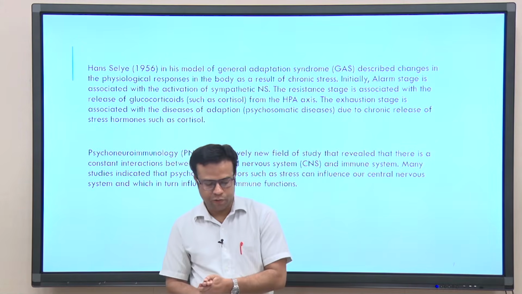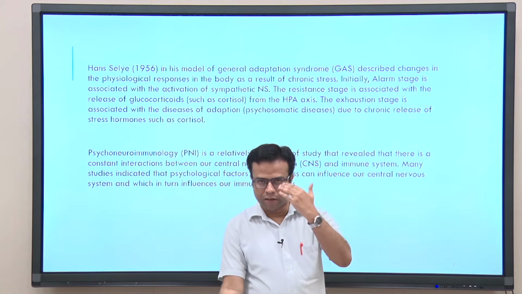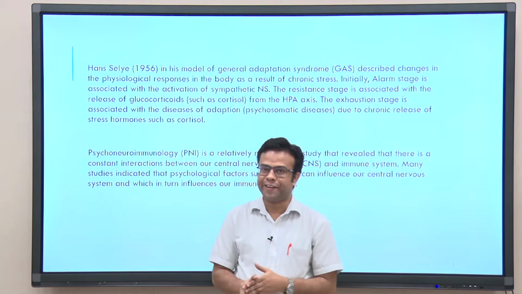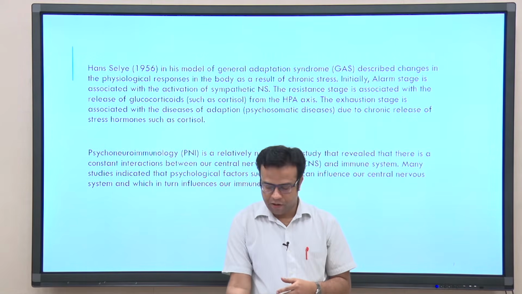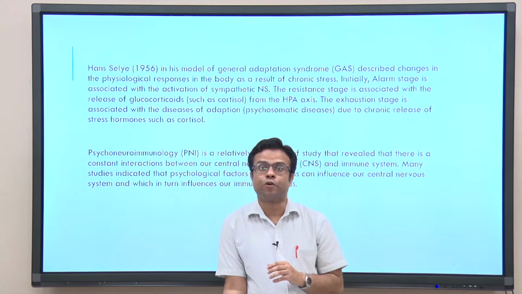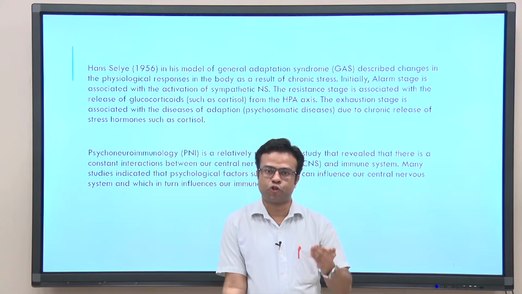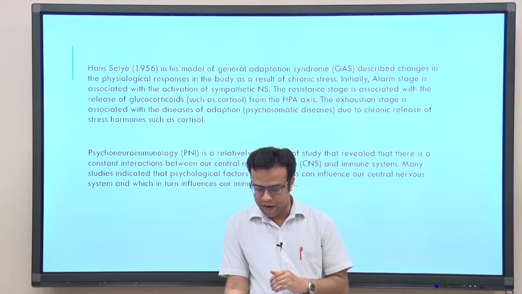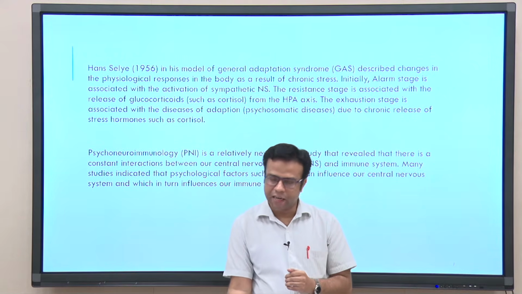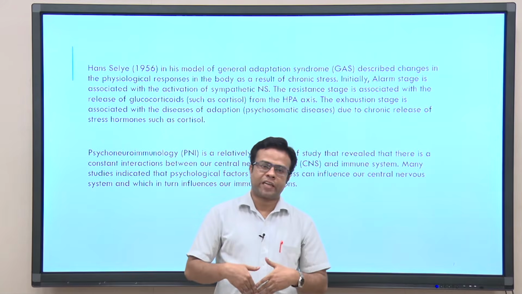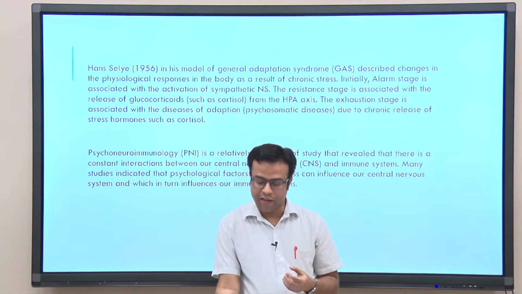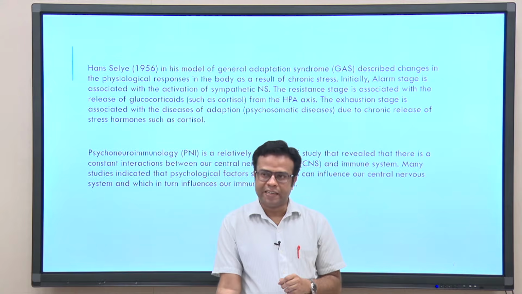The resistance stage was associated with the release of cortisol and other stress hormones, particularly cortisol from the HPA axis. The exhaustion stage was associated with various diseases of adaptation, which were particularly called psychosomatic diseases. In this exhaustion stage the resistance of the body is minimized and sometimes it may collapse, and as a result the body expresses this decrease of resistance in terms of various diseases which are called psychosomatic diseases or diseases of adaptation.